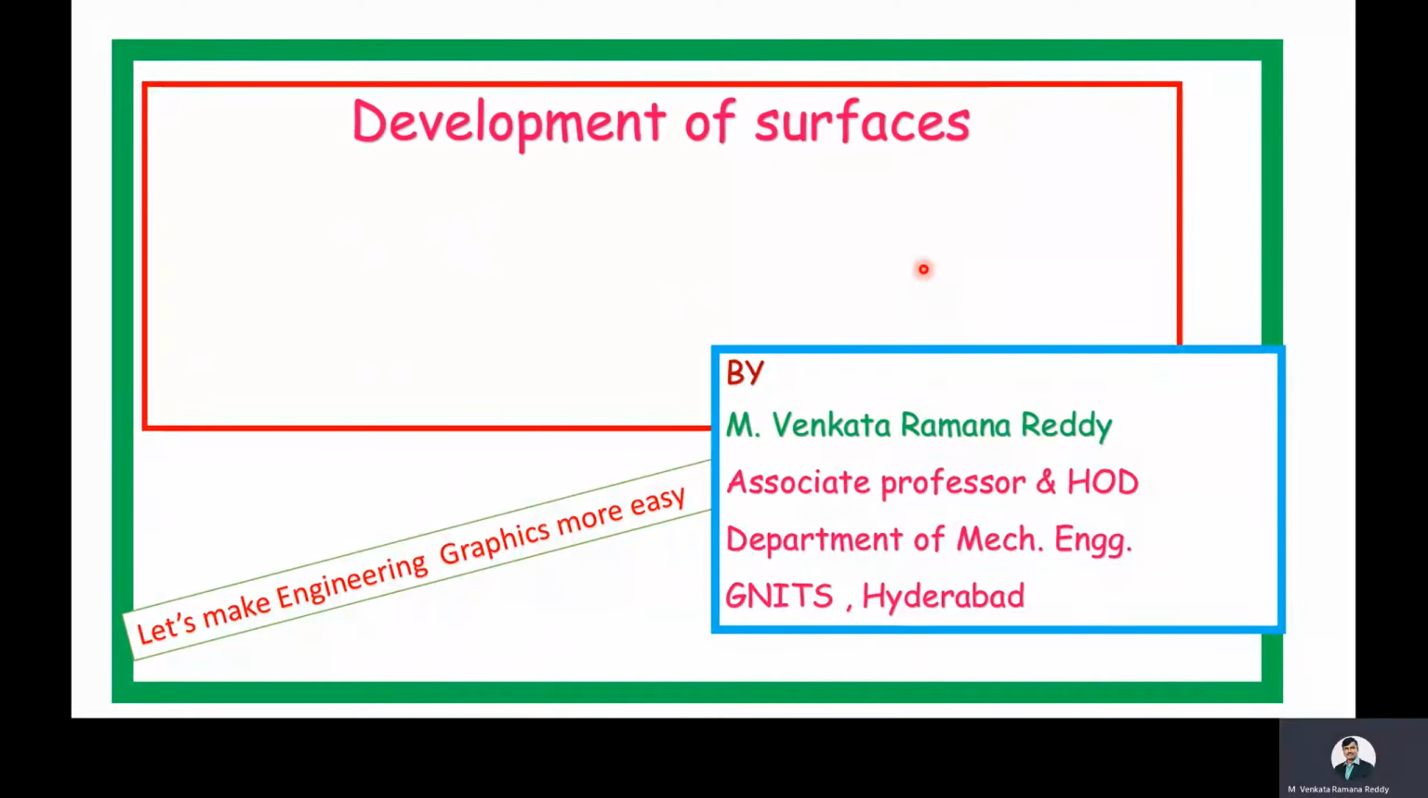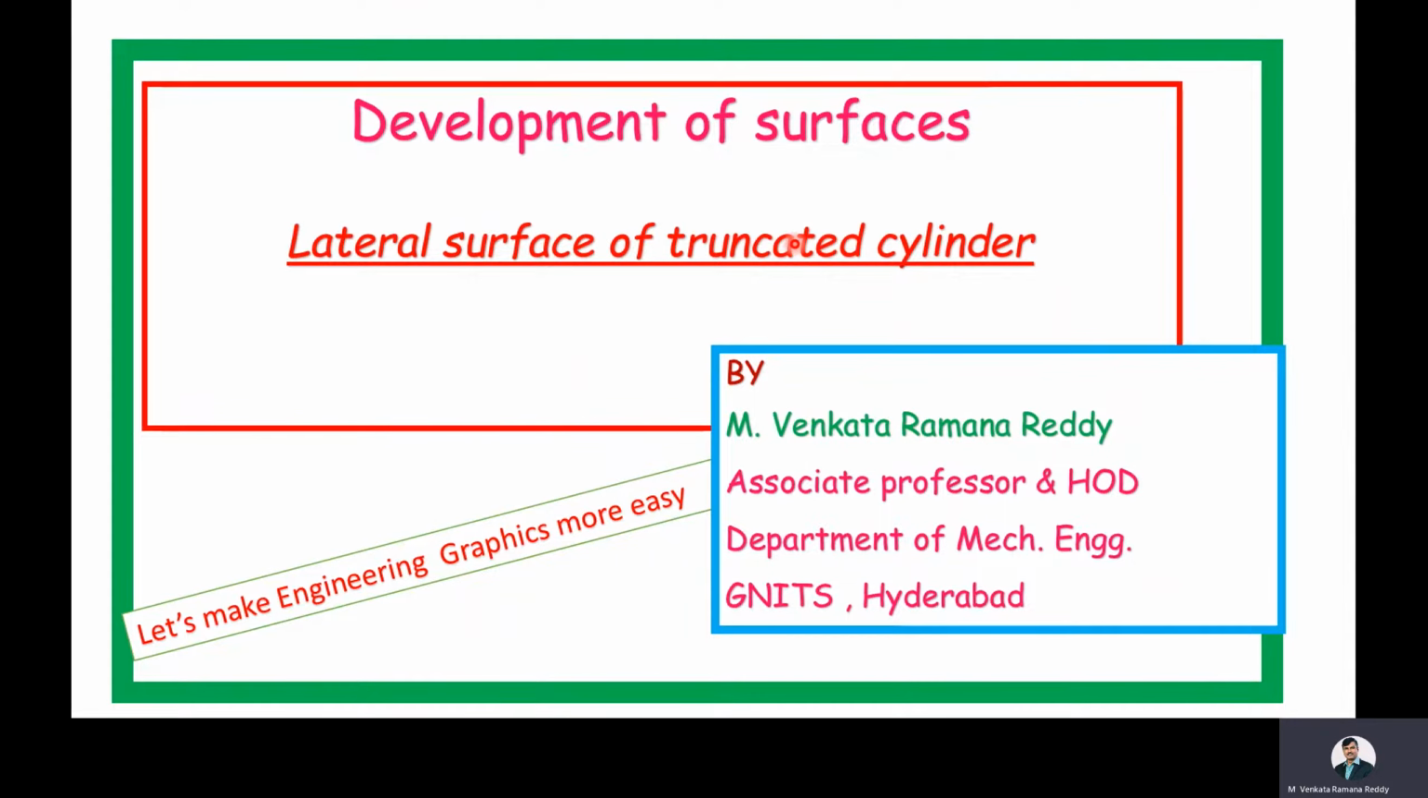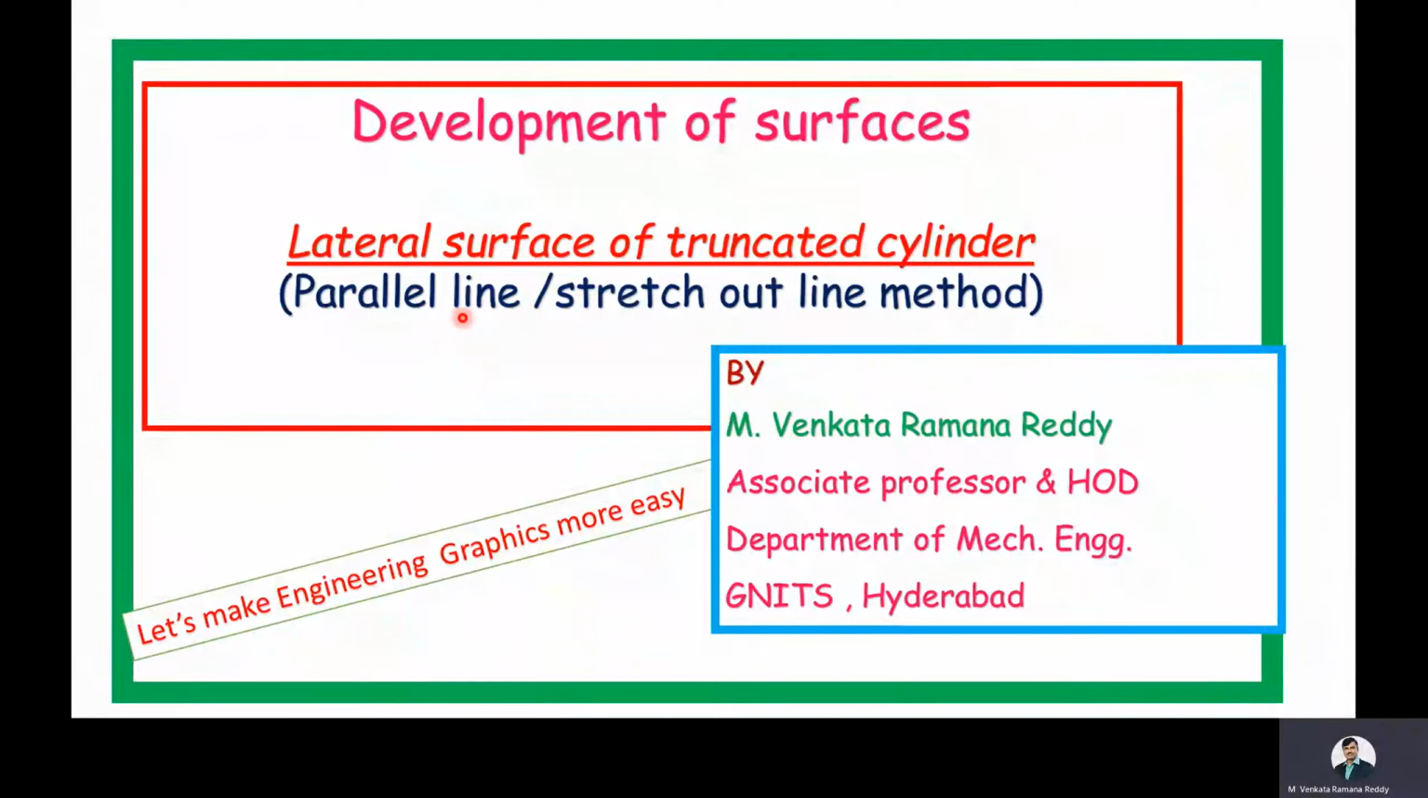Welcome to the discussion on the topic development of surfaces. Under development of surfaces, we are discussing now development of lateral surface of truncated cylinder. For the development of lateral surface of truncated cylinder, we are using parallel line method. This parallel line method is also called stretch out line method. This is the third solved problem we are discussing under parallel line method. Then we will enter into the problem.